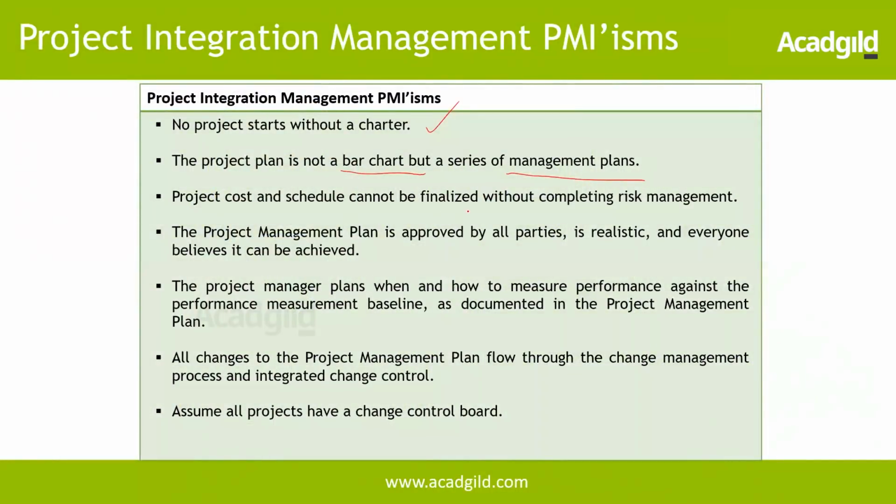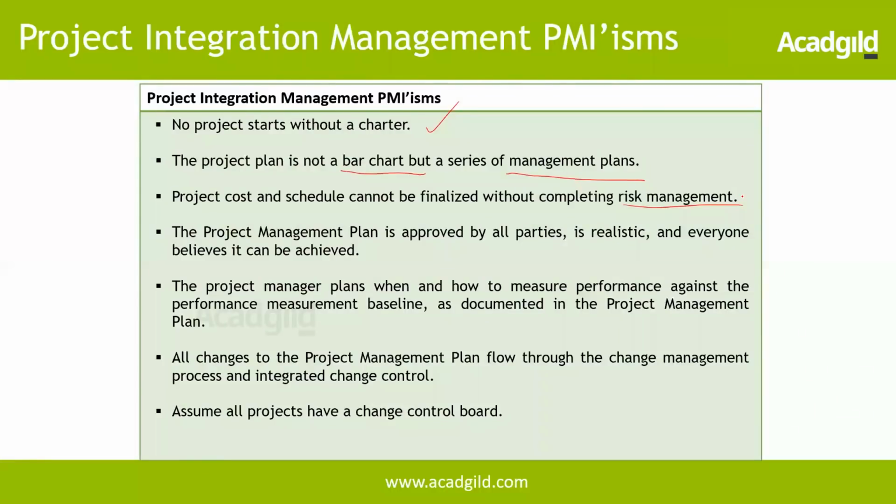Project cost and schedule cannot be finalized without completing risk management. Earlier we used to talk only about the triple constraints, which is scope, time and cost. But now we need to expand to the other knowledge areas. Generally we talk about project constraints, so it's not only scope, time and cost, it's quality, risk, procurement, communication, everything we need to look at. The project management plan is approved by all parties, is realistic and everyone believes it can be achieved. It cannot be a wishful document which we will not be able to achieve, but it should be realistic and everybody should agree to it as well.